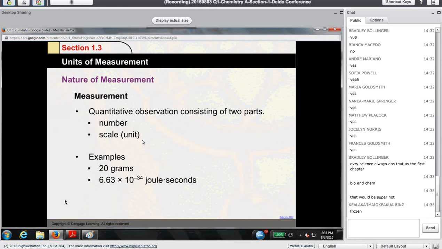Okay. Anyway, so you need to specify the units that we're talking about. Are we talking about grams? Are we talking about joules? Are we talking about seconds? Are we talking about a joule second? Does that make sense? All right.